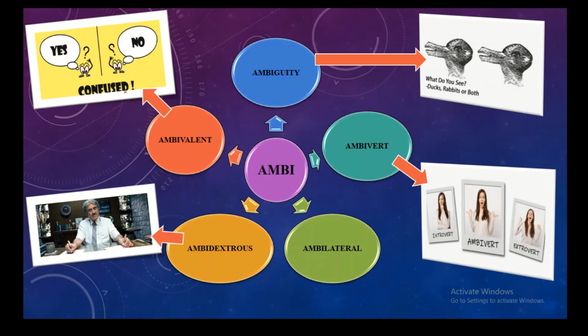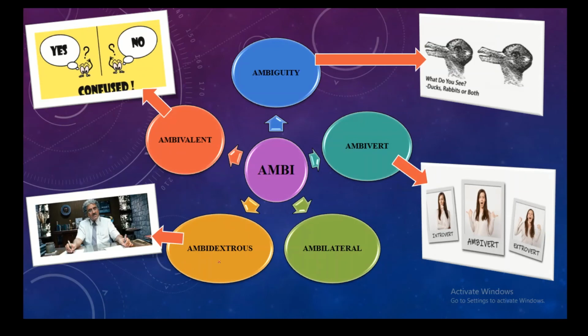So see in the picture also that I told one example only. Here in this picture you see yes or no. It's in a confused state. This is ambivalent. Okay, now come to next one.